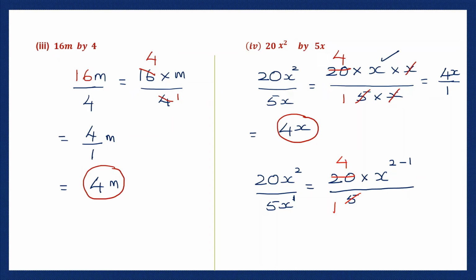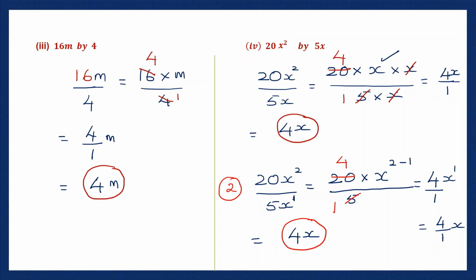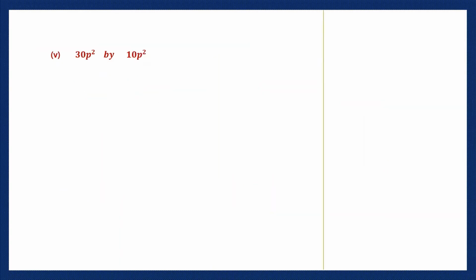And here, what will I get? I will get 4 by 1. Now x to the power of 2 minus 1. 2 minus 1 is 1, x to the power of 1, which is 4 by 1x. So my final answer is 4x. So both ways I get the answer as 4x. The second method that I have used here is the exponent method. Let's go on to the next one.